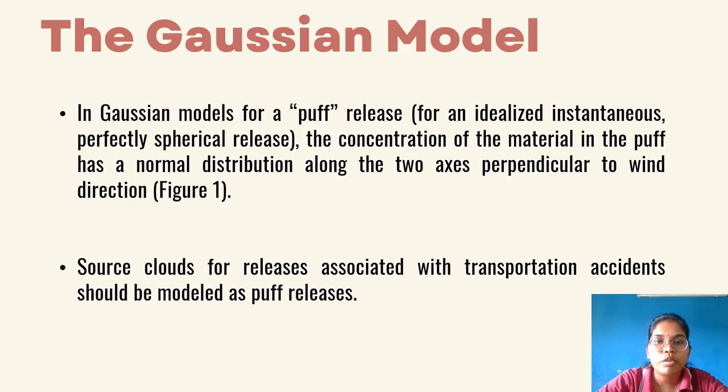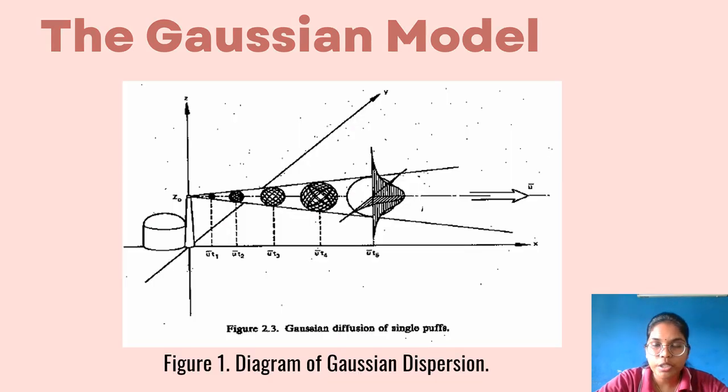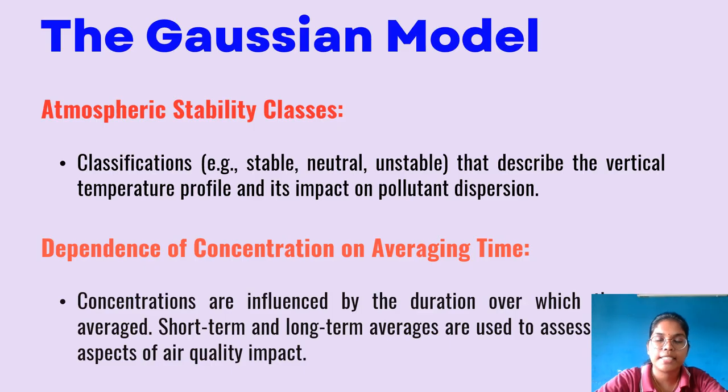In the Gaussian model for a puff release, the concentration of material in the puff is a normal distribution along two axes perpendicular to wind direction, which is shown in Figure 1 in the next slide. Source clouds for release associated with transportation accidents should be modeled as puff release. Figure 1 shows the diagram of Gaussian dispersion. Atmospheric stability classes: classification that describes the vertical temperature profile and its impact on pollutant dispersion.